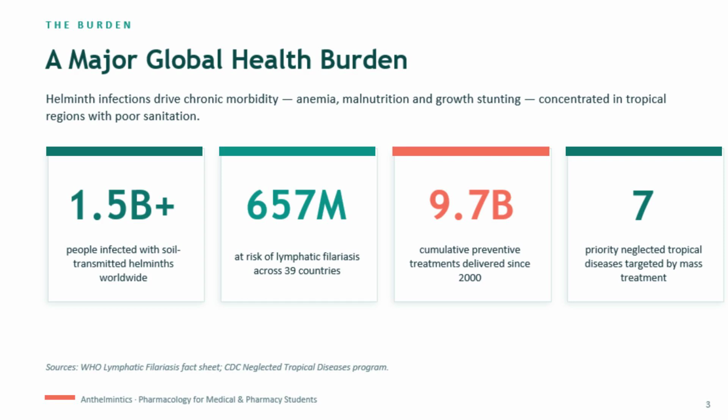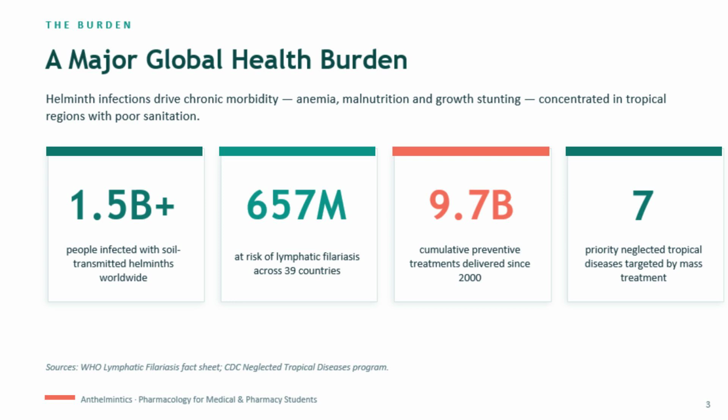Helminth infections are among the most common infections on Earth. More than 1.5 billion people carry soil-transmitted helminths, and over 650 million are at risk of lymphatic filariasis across 39 countries. And these are not trivial infections. They drive chronic anemia, malnutrition, and growth stunting, especially in children.